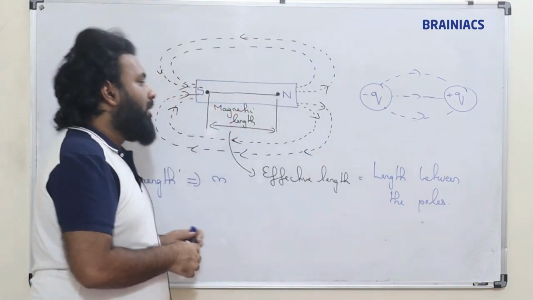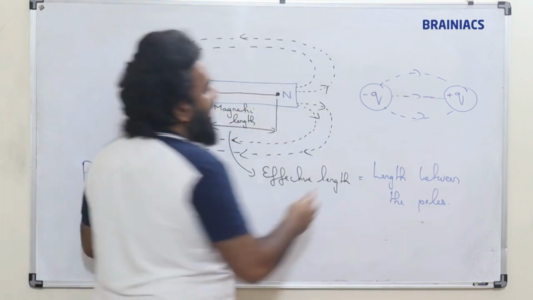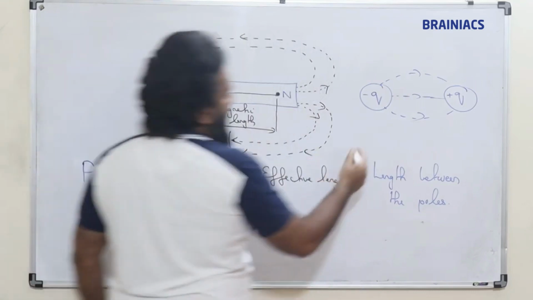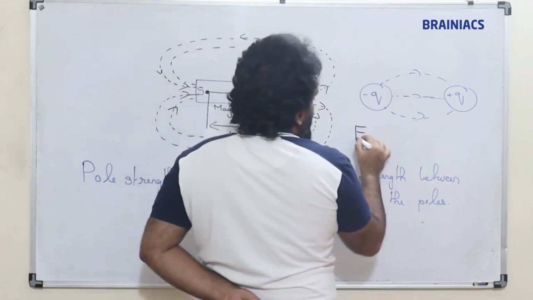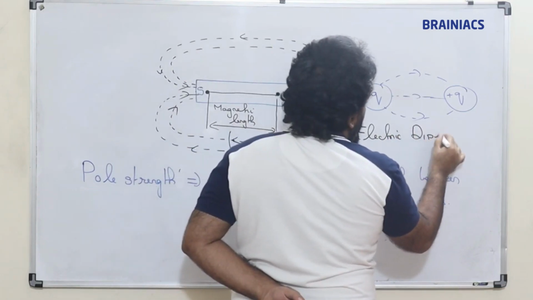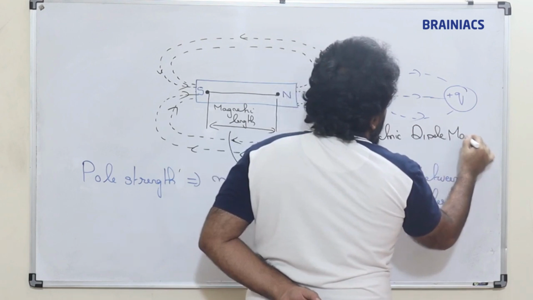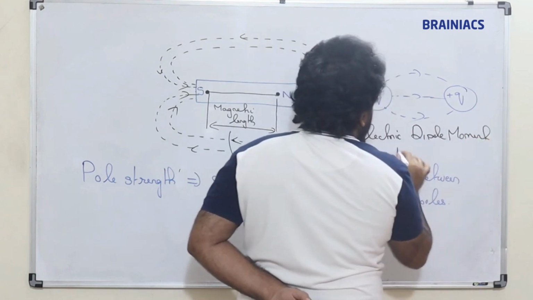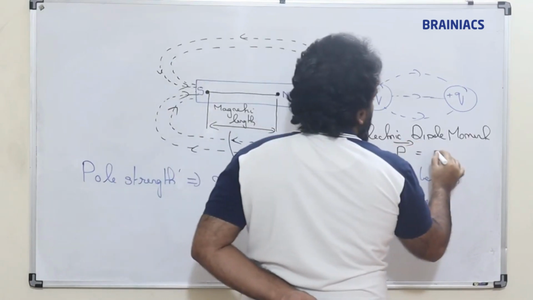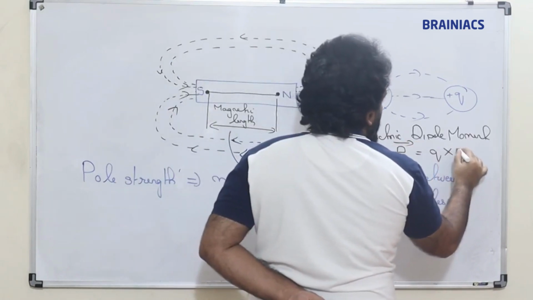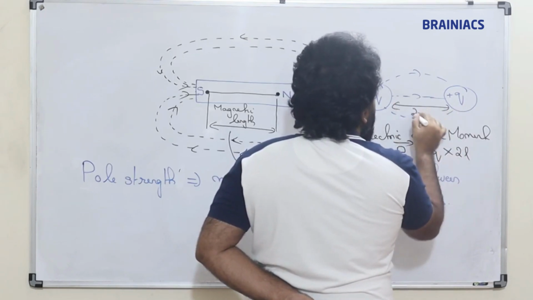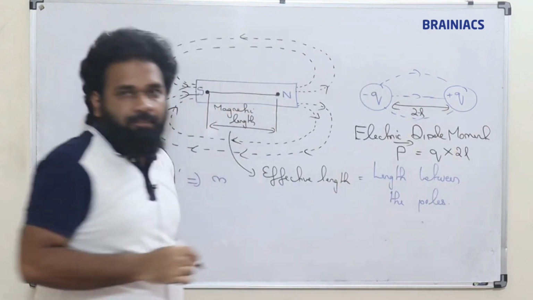Okay, so we know the electric dipole moment. What is electric dipole moment? Electric dipole moment was P, which is the P vector. This is equal to what? Magnitude of charge into the length between them. So this length we considered as 2L and proceeded, correct?